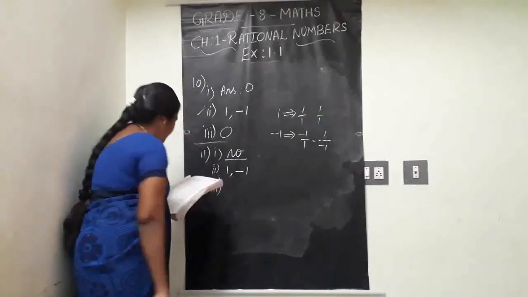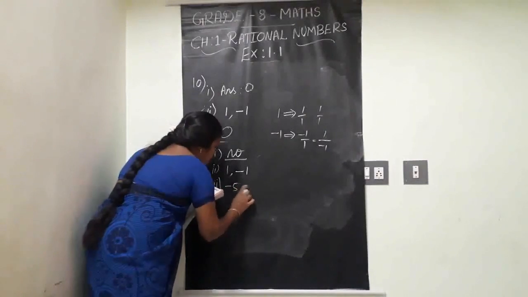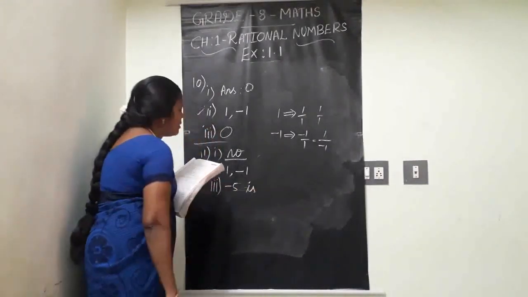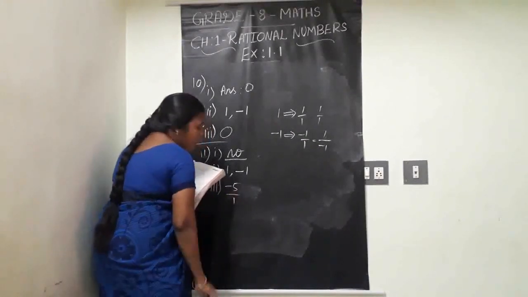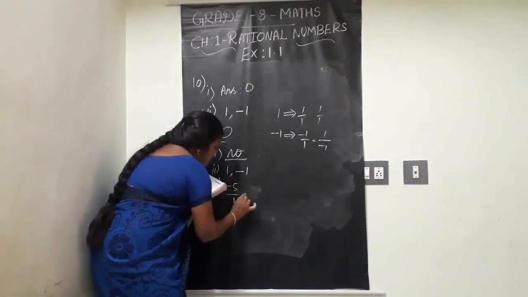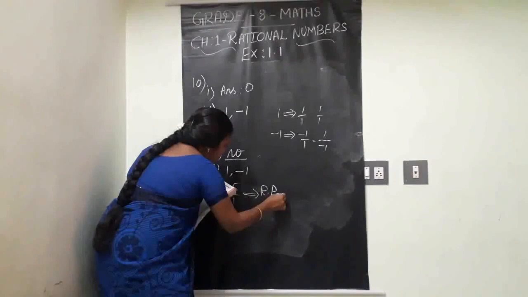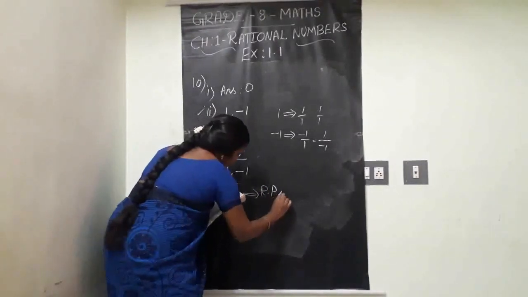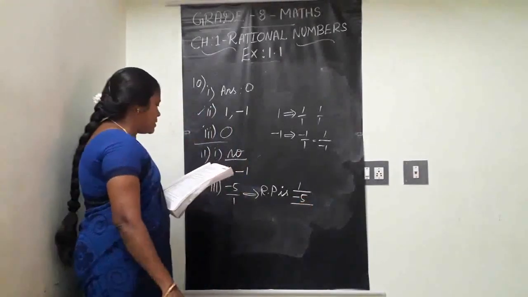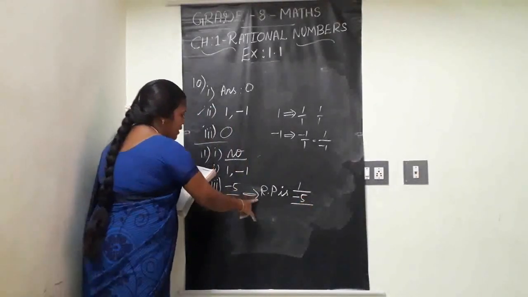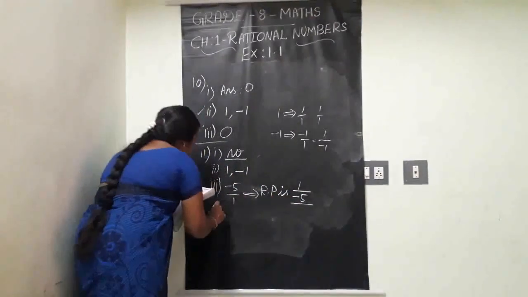Third question. The reciprocal of minus 5 is dash. What is the reciprocal of minus 5? Actually, this minus 5 can be written as minus 5 by 1. The reciprocal, how do you write now? Reciprocal is 1 by minus 5. So this is the answer. The reciprocal of minus 5 is 1 by minus 5. Clear, children? Next, fourth one.